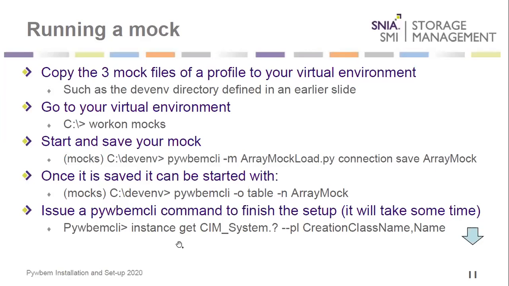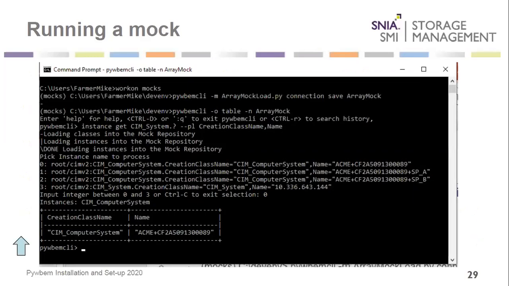Now, there's one last step I'm going to have you take. The actual saving of the mock needs to have a command issued. So you issue an instance get sim_system with a property list (PL) of creation class name and name. And when you do all that, here's what you get. I did the initial command identifying the mock load program and the connection save as array mock. Then I connected to the array mock with the default output of table, and I get a prompt saying I'm good to go.